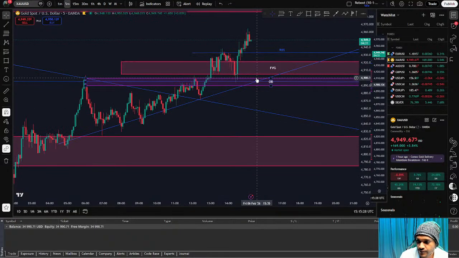My stream is going to end in about 15 more minutes, so pretty much we are done for today. We did have a potential entry. We did have a potential fair value gap. We did see a breakout of structure. We saw a lot of things happen here today.